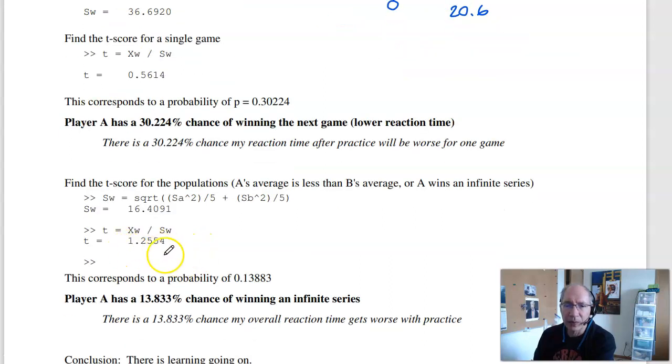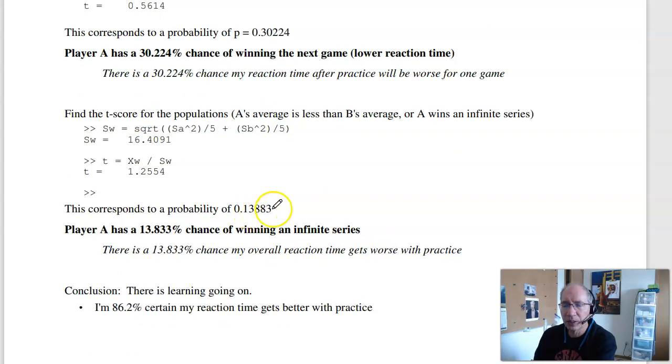So now the t-score is 1.2. That gives a chance of 13%. So it's a 13% chance my reaction time gets worse with practice, or 87% chance that it gets better.